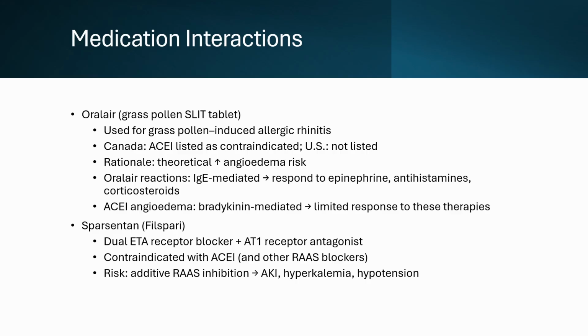Sparsentan, brand name Filspari, is an endothelin type A receptor and an angiotensin II type 1 receptor antagonist that is used to slow kidney decline in adults with primary IgA nephropathy who are at risk for disease progression. Because of its angiotensin II type 1 receptor antagonism, it's contraindicated with ACE inhibitors because of its additive effect on the RAS system, leading to additive toxicities which can include acute kidney injury, hyperkalemia, and hypotension.